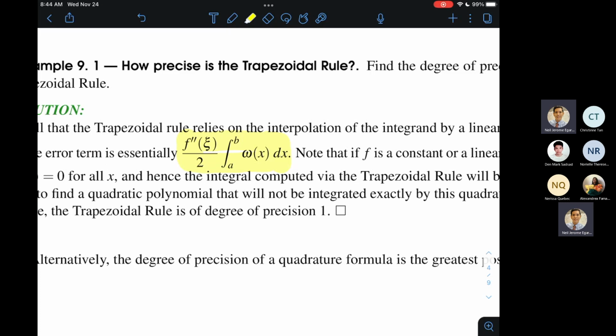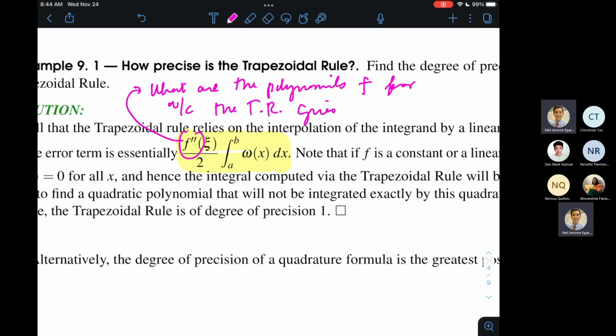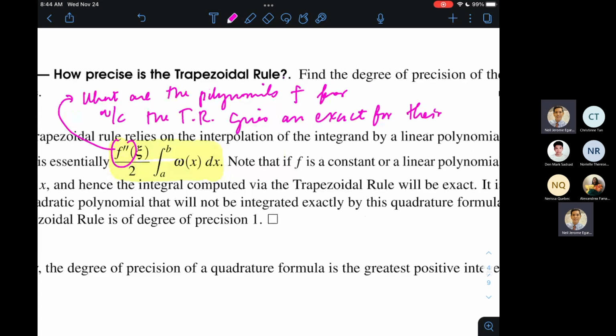Okay? Now, we will analyze this function f kasi titingnan natin ano yung mga inputs dun sa quadrature formula na polynomials na eksakto yung nabibigay niyang approximate. Alright? So what are the little f's? Where little f's are polynomials, ano yung mga degree nila na nagzizero yung error? So we're looking for what are the f's, or what are the polynomials f for which the trapezoidal rule gives an exact value para sa kanilang integral.